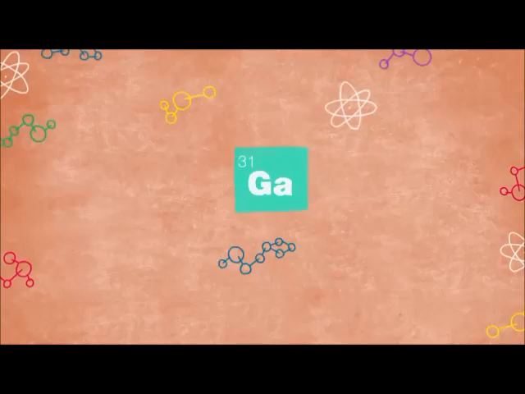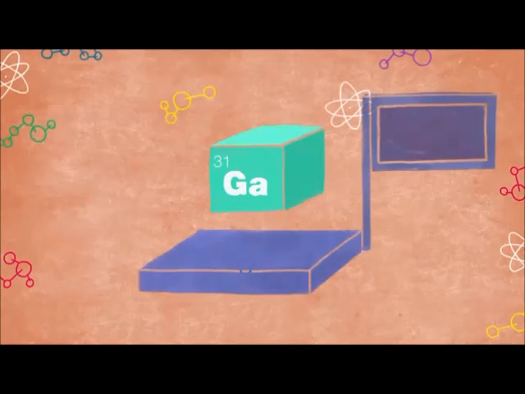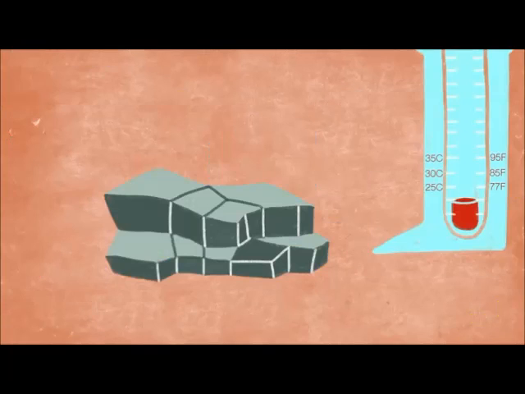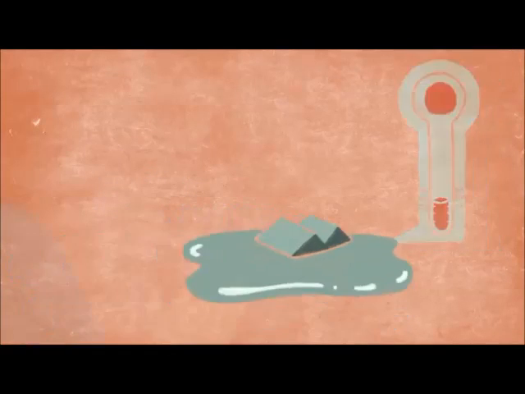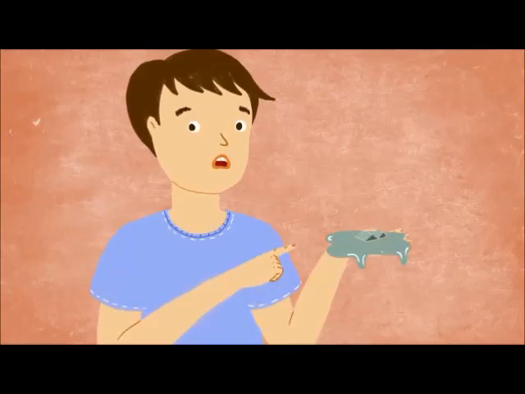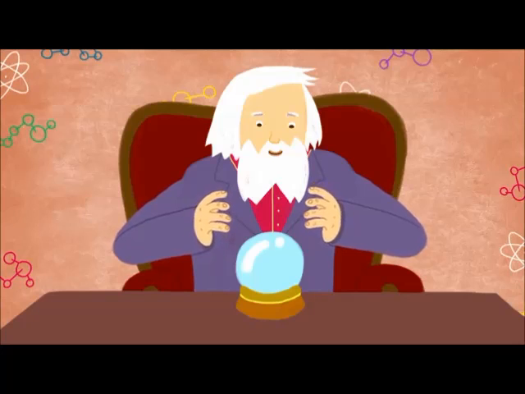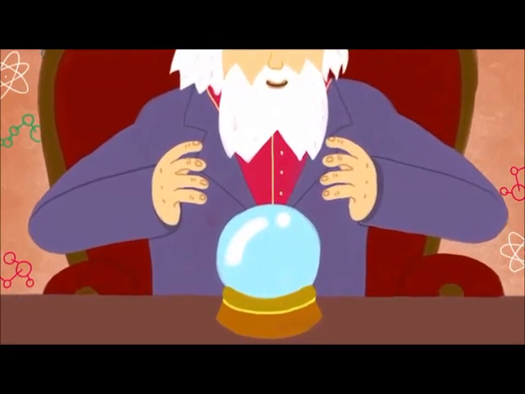So were Mendeleev's predictions right? Gallium's atomic weight is 69.72. A cubic centimeter of it weighs 5.9 grams. It's a solid metal at room temperature, but it melts at a paltry 30 degrees Celsius, 85 degrees Fahrenheit. It melts in your mouth and in your hand.